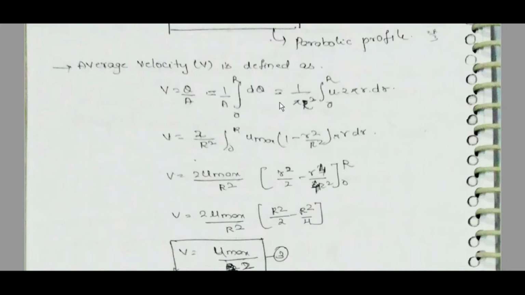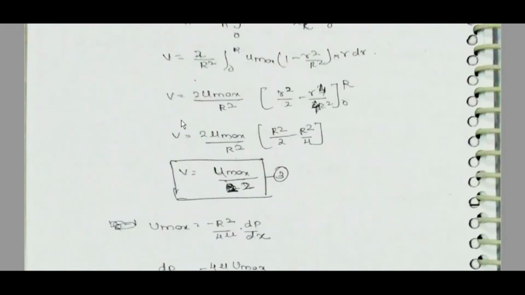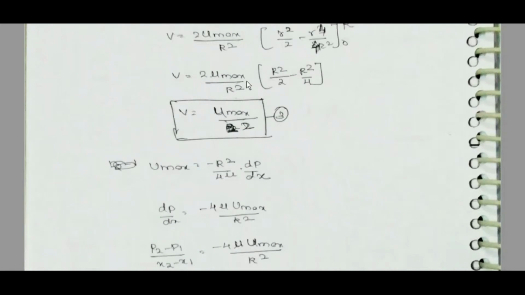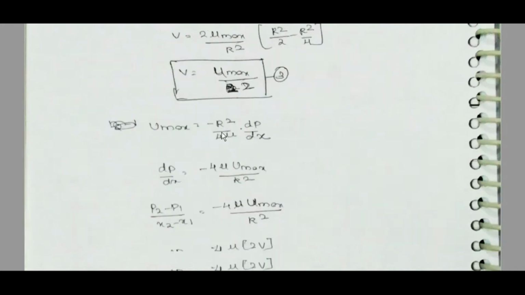Average velocity is defined as V is equal to Q by A, which is 1 by A integral 0 to R of dQ, which is 1 by pi R square integral 0 to R of u into 2 pi r dr. V is equal to 2 by R square integral 0 to R of u max into (1 minus small r square by capital R square) into r dr. V is equal to 2 u max by capital R square into (r square by 2 minus r to the power 4 by 4) from 0 to R. V is equal to 2 u max by capital R square into (R square by 2 minus R square by 4). V is equal to u max by 2.